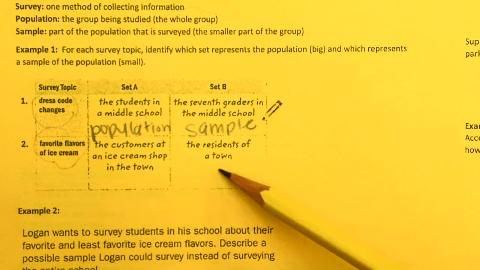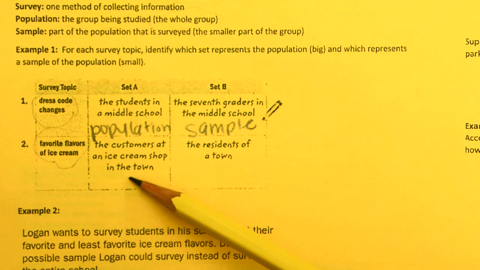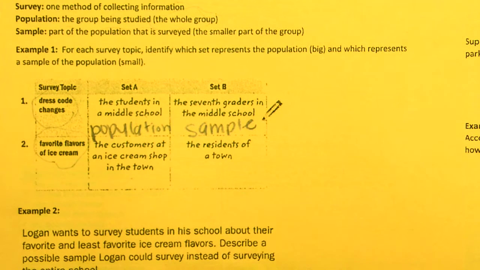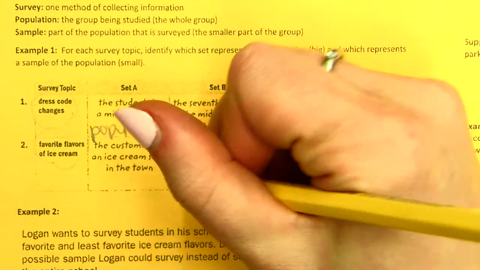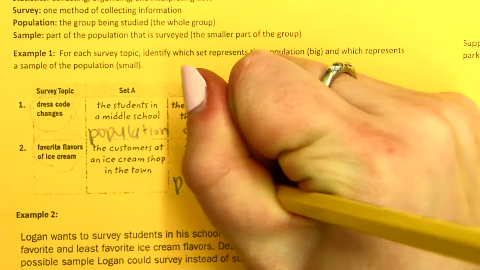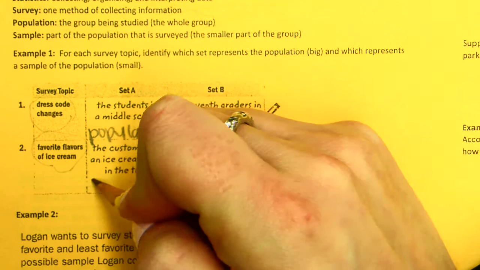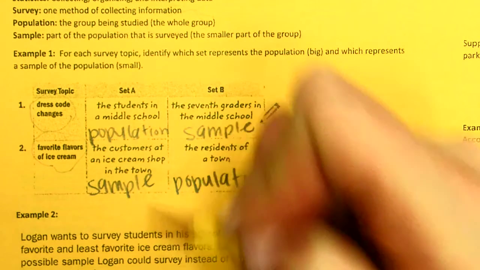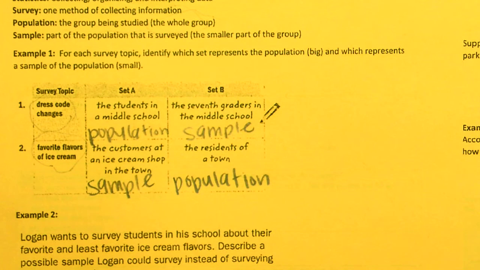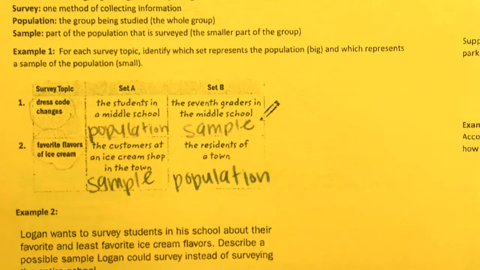Another example is if we're trying to survey about favorite flavors of ice cream. We have two sets of people, the customers at an ice cream shop in the town and the residents of the town. So which one of these is the whole group we're studying, and which one is the group that's actually surveyed? The residents of the town is the population, that's the whole group we're studying. And the customers at the ice cream shop is the sample. That's just the group that we're actually able to survey, because we can't ask everyone in the whole town.